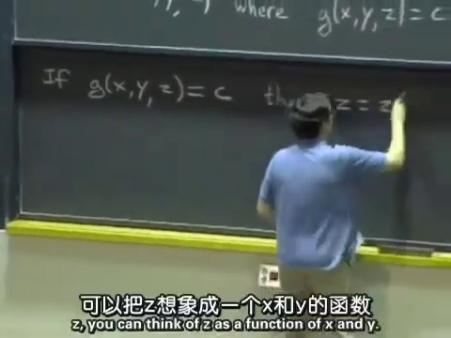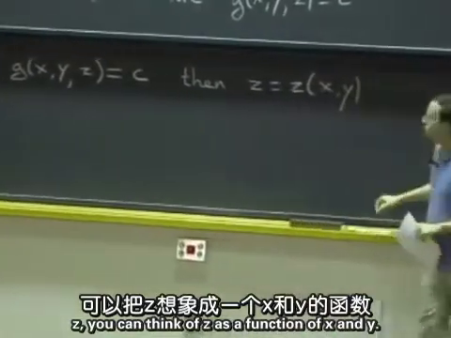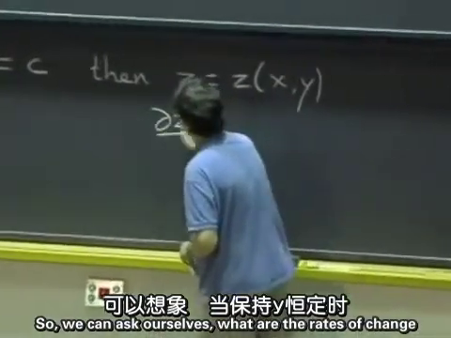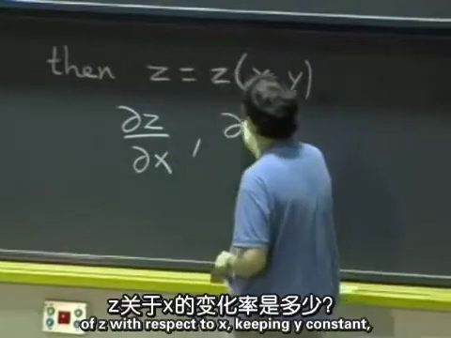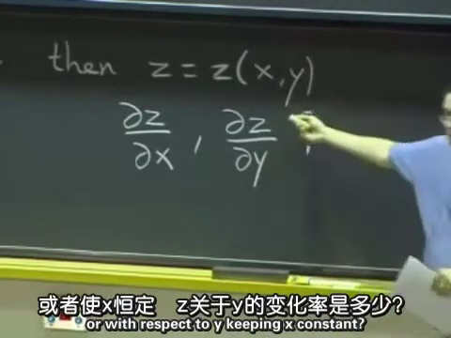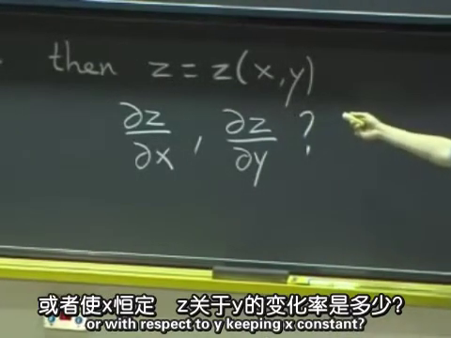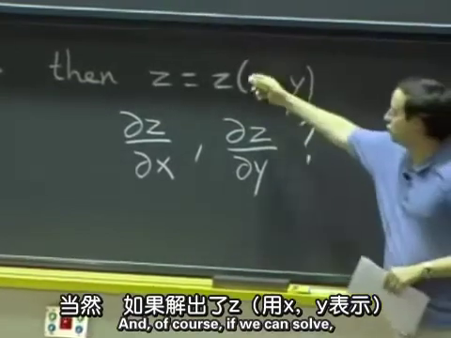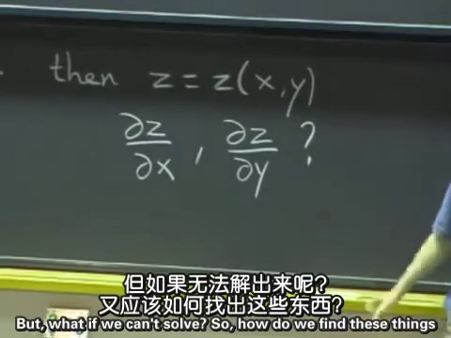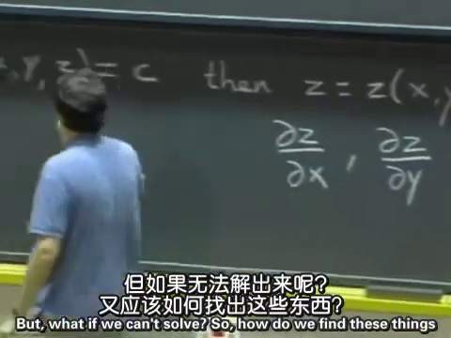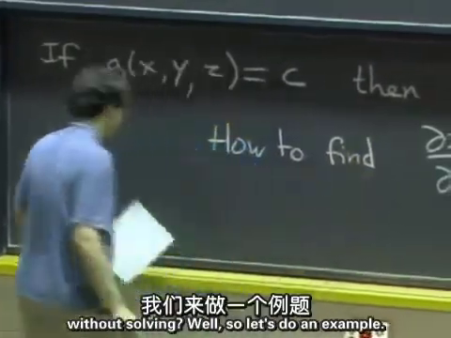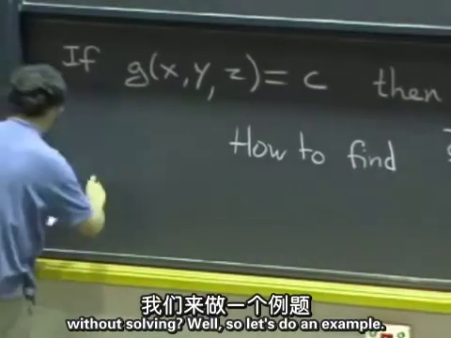So, if, for example, you can think of z as a function of x and y. So, we can ask ourselves, what are the rates of change of z with respect to x keeping y constant, or with respect to y keeping x constant? And of course, if we can solve, then we know a formula for this, and then we can compute these guys. But what if we can't solve? So how do we find these things without solving? Well, so let's do an example.